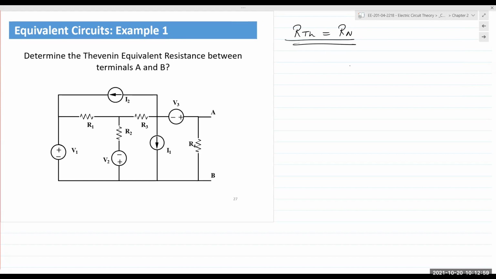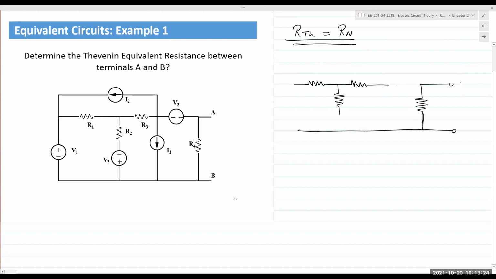So what I will do is we'll first draw out all the resistors. We draw out all the resistors, and then we reduce all independent sources to 0. And RTH is, of course, between terminals A and B. So we reduce all independent sources to 0.